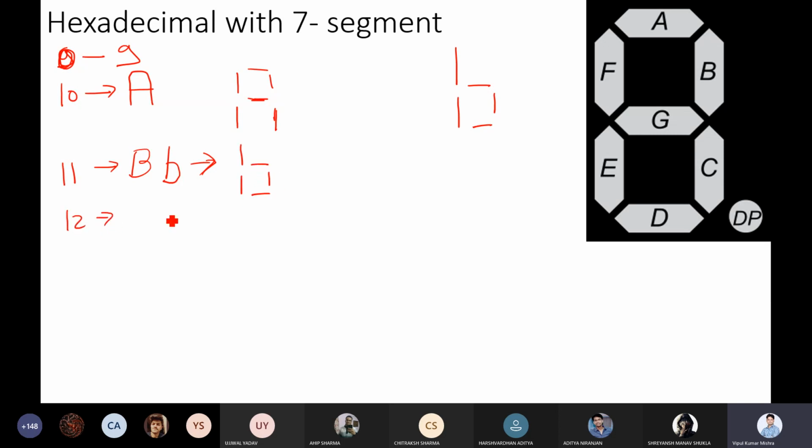Similarly, 12. C. C is quite okay. You can make it like this. No problem. There is no redundancy. 13. D. Can we use this D? No. Why can we not use it? Because it is equivalent to 0 if we make it this way. So we'll make a smaller d. So, sorry.